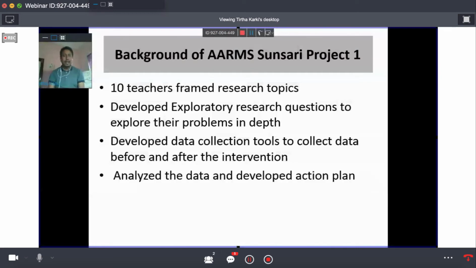Okay, they analyzed the data and developed an action plan. I think you people are also at different stages of this project. I'm not sure, but I believe that some of you have developed your action plan, and some of you are still collecting data, or some of you are still at the phase of finalizing the tools to collect data.